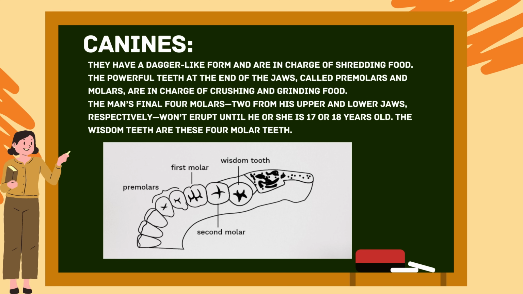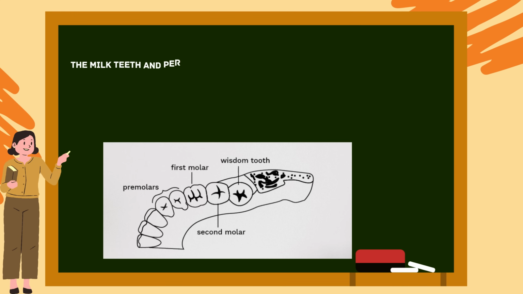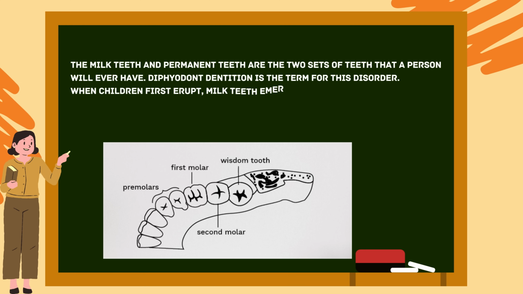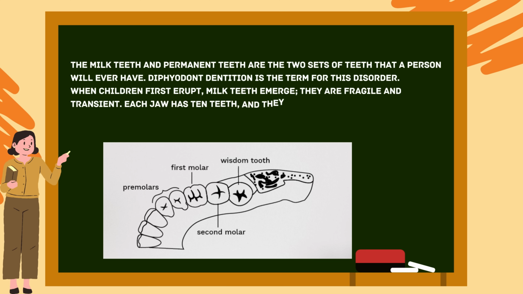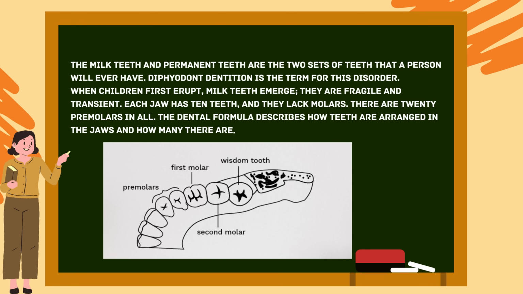The wisdom teeth are these 4 molar teeth. The milk teeth and permanent teeth are the 2 sets of teeth that a person will ever have. Diphyodont dentition is the term for this. When children are first born, milk teeth emerge. They are fragile and transient. Each jaw has 10 teeth, and they lack molars. There are 20 teeth in all. The dental formula describes how teeth are arranged in the jaws and how many there are.